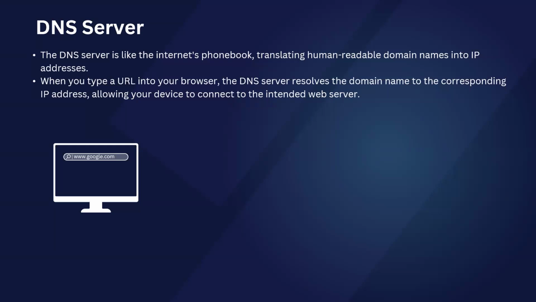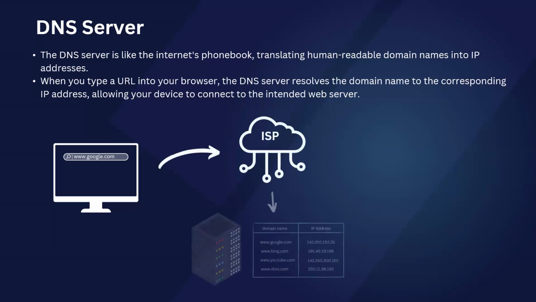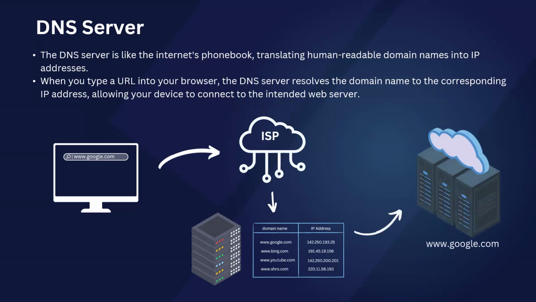So when you search for google.com, that request first goes to your ISP. In the ISP, they have DNS servers where they know google.com is located on so and so IP, bing.com is on so and so IP. And from that IP address, it reaches the correct intended web server.